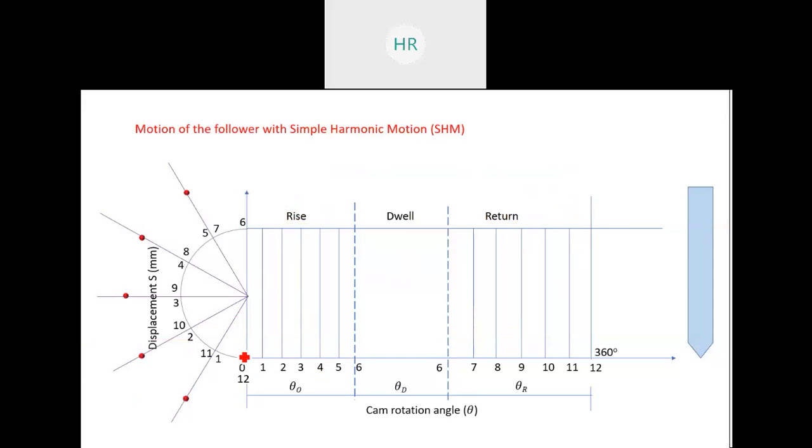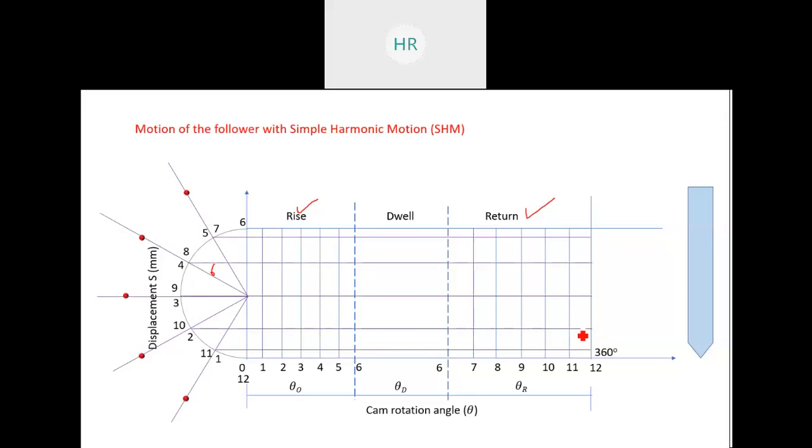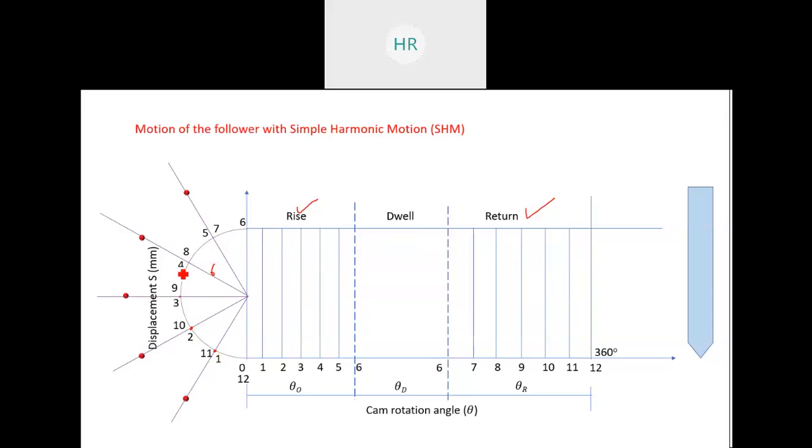So steps are: first, draw a semicircle over here and divide it into six equal parts. Then mark the numberings 0, 1, 2, 3, 4, 5, 6 in clockwise direction and 7, 8, 9, 10 up to 12 in counterclockwise direction. Then divide this rise portion into six equal parts, and similarly divide this return portion into six equal parts. These parts should be equal. Now draw the horizontal projections from these intersections. You can see we are drawing projections from these points 1, 2, 3, 4, whatever these points are.